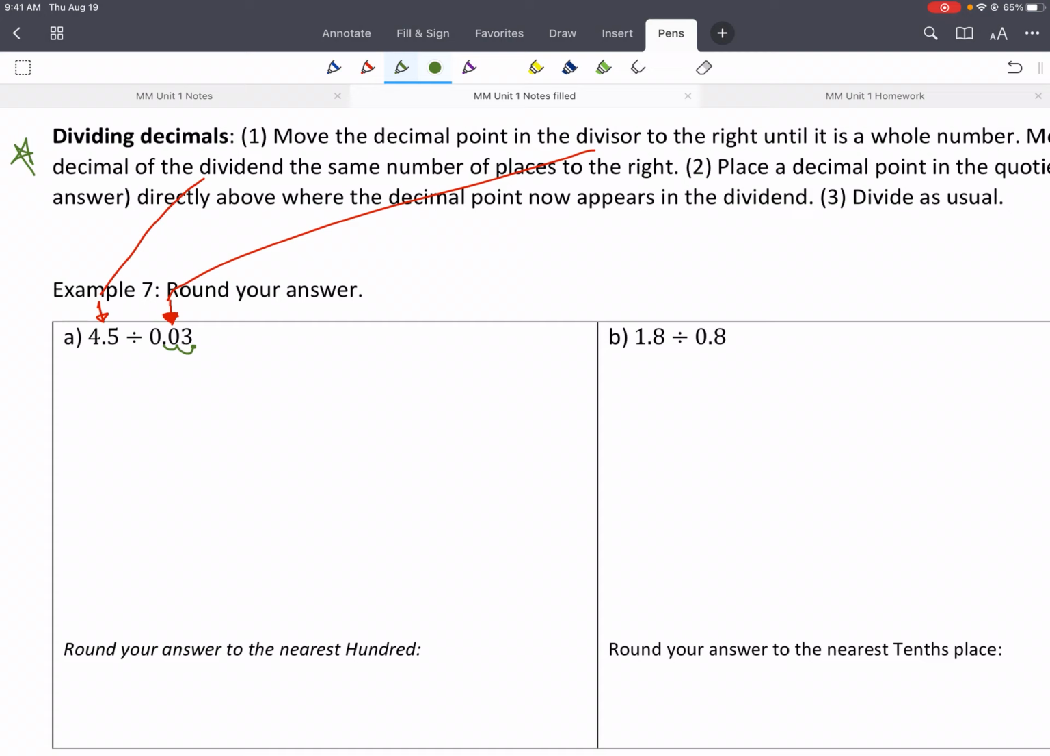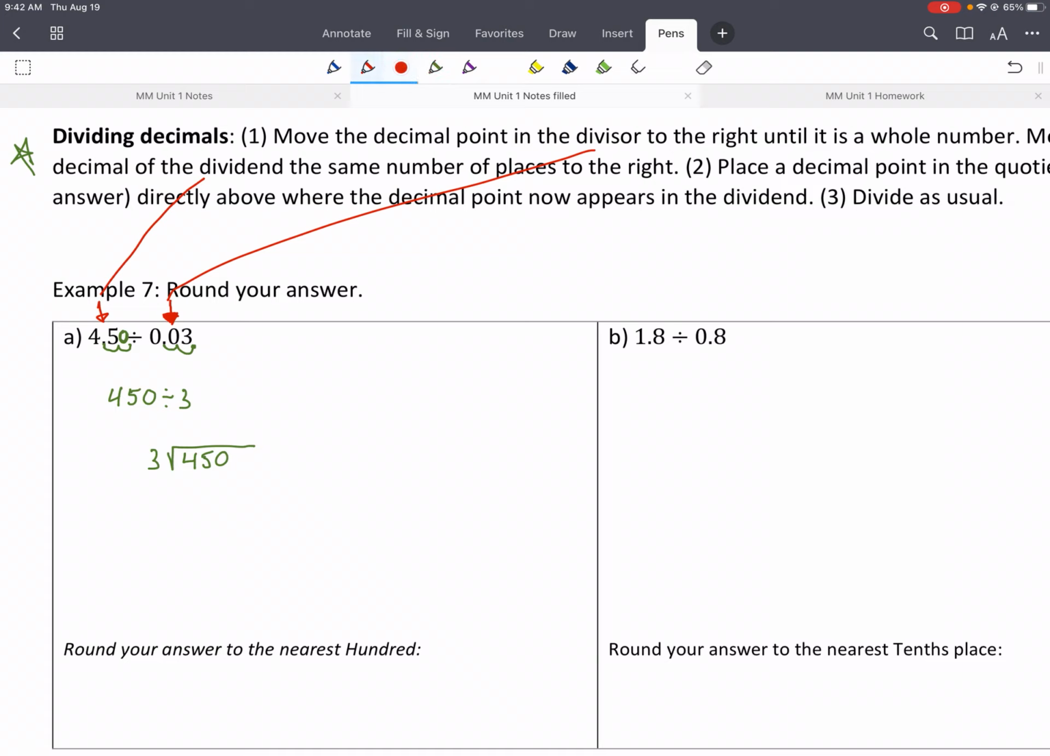And if we do that, we need to also do it with the dividend. So we'll move that over twice. So we need to put in a 0 in there. So we end up really, this is the same thing. 4.5 divided by 0.03 is the same as 450 divided by 3. It's just easier to work with. We can set it up as long division, and we can solve it that way.